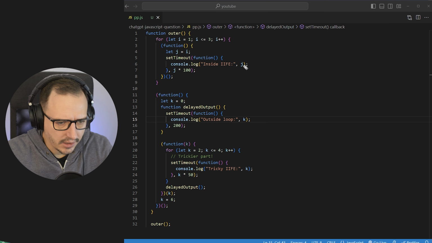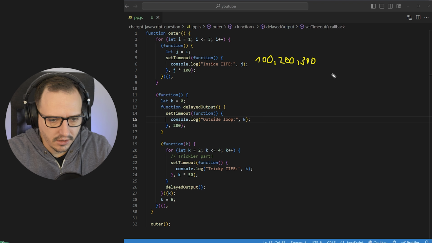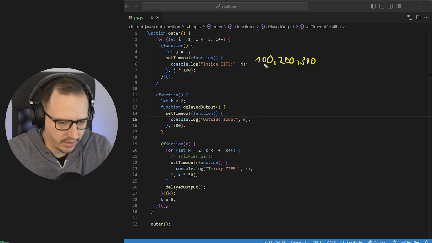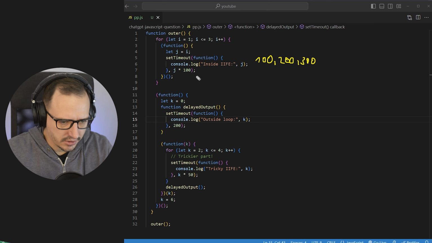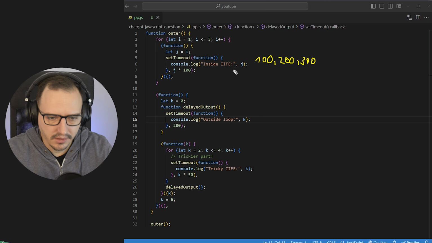And what's going to be the value? We have let j, so it's going to be 1, 2, 3. So after 100, 200 and 300 milliseconds, it's going to print out inside IIFE 1, 2 and 3. That's what's gonna happen. The timing is important here, because I see another setTimeout here. Now we have another function. So we dealt with this. We know it's in the timeout queue.